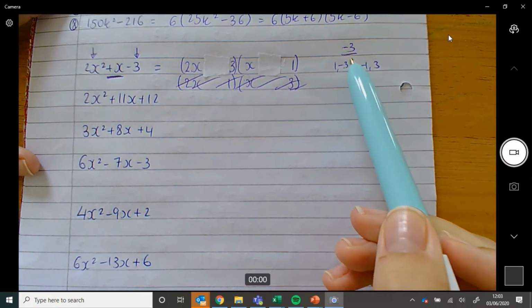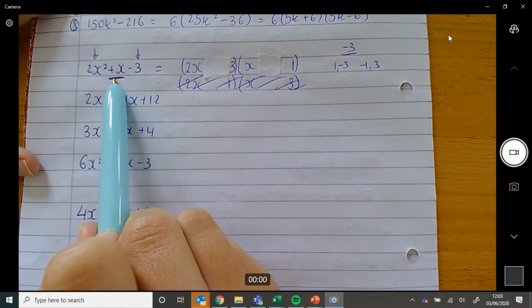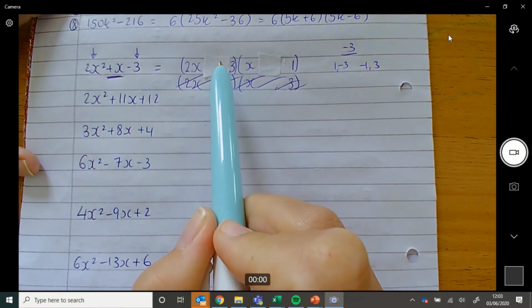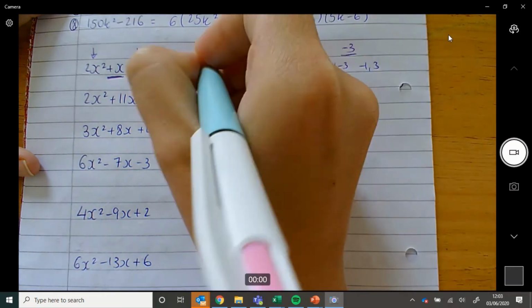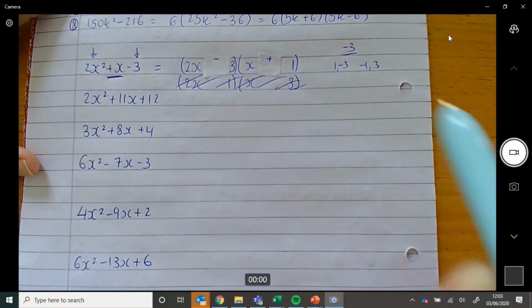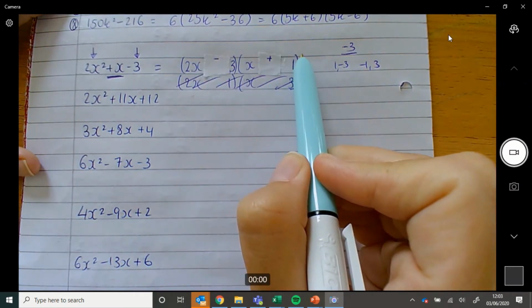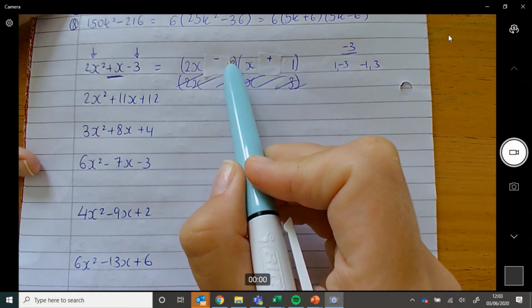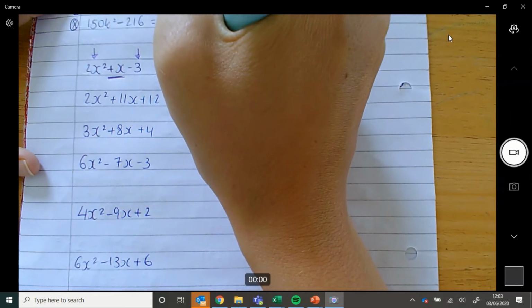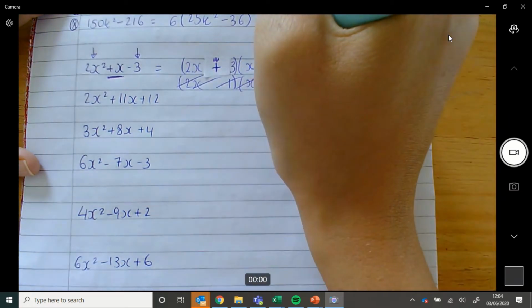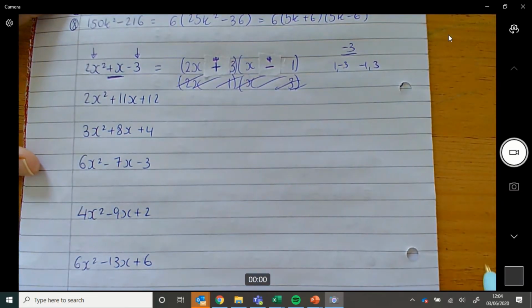Now I need to think about the symbol. I need a positive 1x. So if I had a positive in here and a negative in here, I would end up with 2x and a negative 3x. That would give me negative 1x. So I'm not going to go for that one. I'm actually going to go for a positive in this bracket and a negative in that bracket.